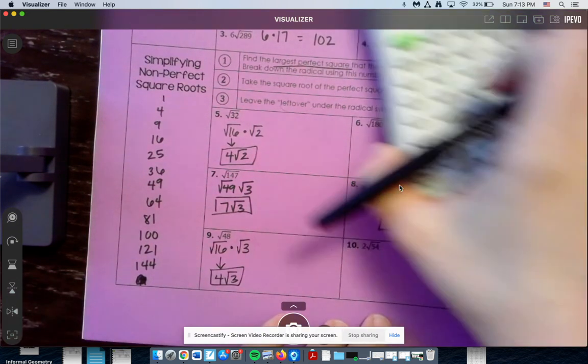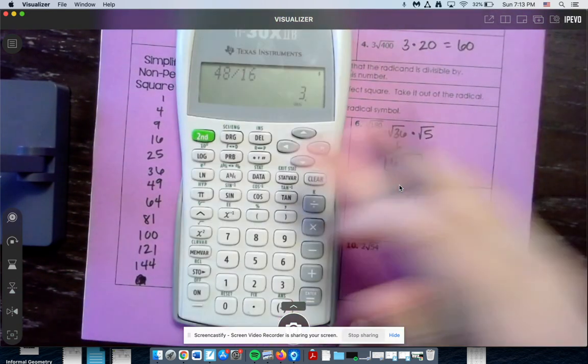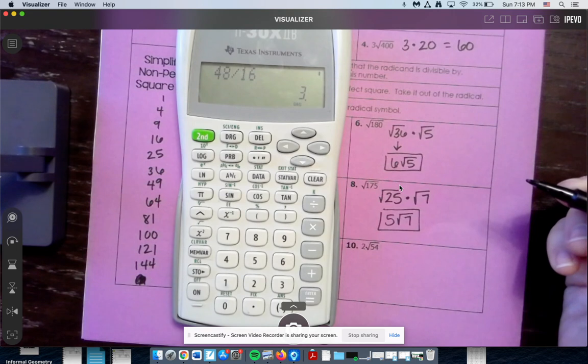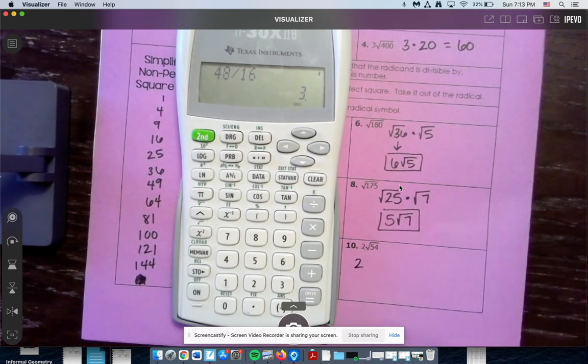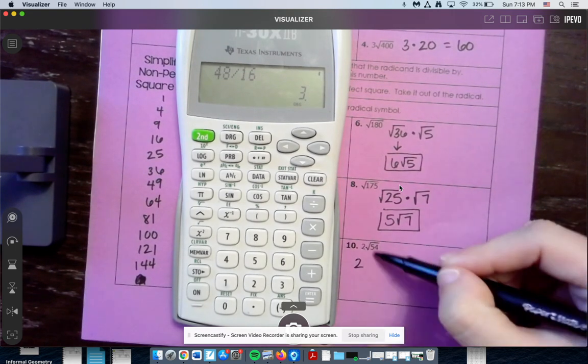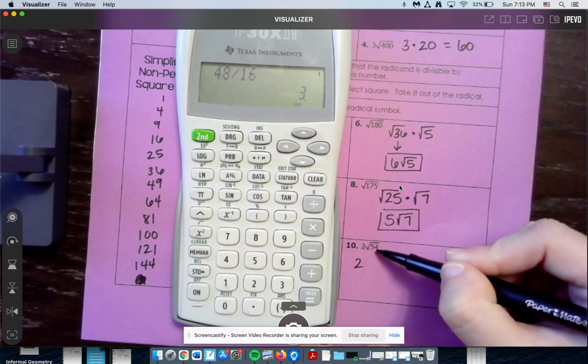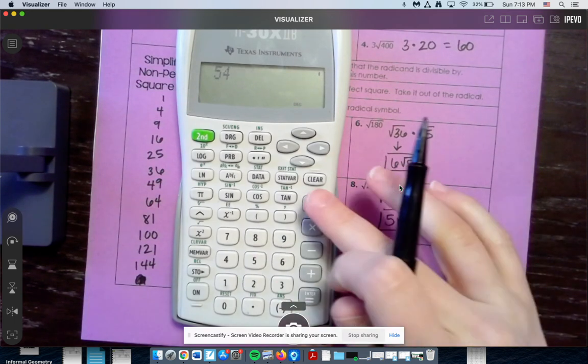Okay, now this last one's a little goofy because we have this number out in front. So what you need to do is forget about the number in front for now. So just rewrite it. Just put the 2 down there. Now the process is the same. Let's figure out what perfect square goes into 54. So again, take 54 divided by 2.